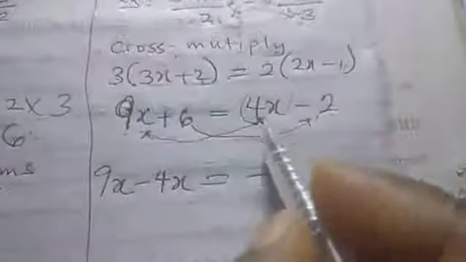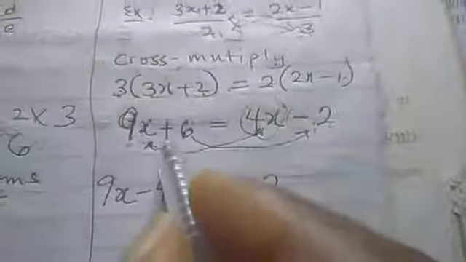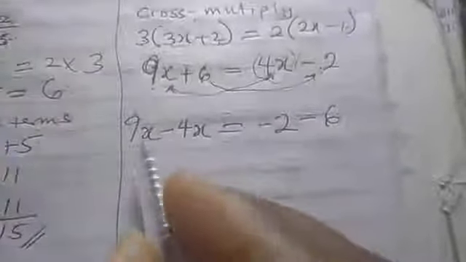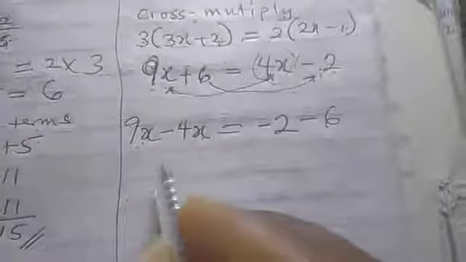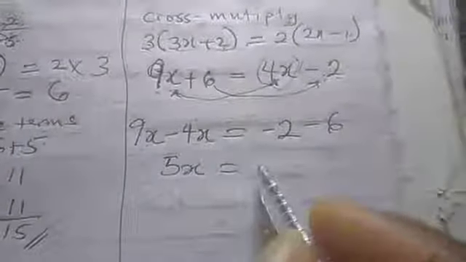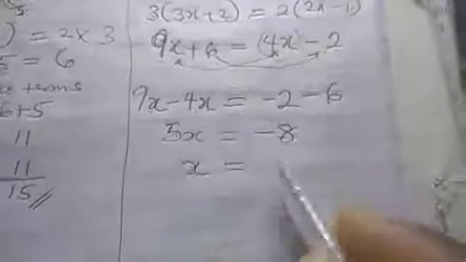We have taken this away. It will remain minus 2 left. Now this is plus 6. It will come to this minus 2 to become minus 6. Now let's simplify this. 9s minus 4s, that is 5s, equal to minus 2 minus 6, that is minus 8. So this is type 1. Our s is just this divided by this, minus 8 divided by 5. So that is that about that.